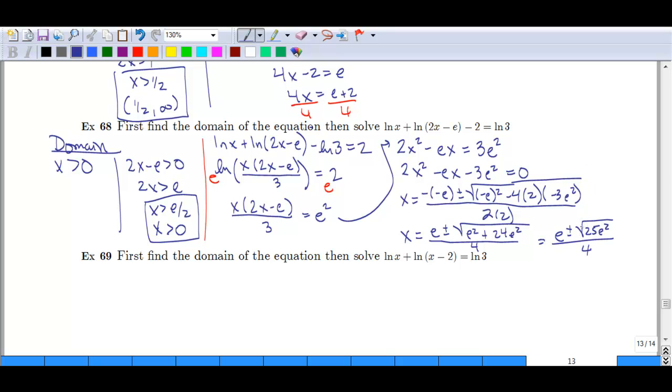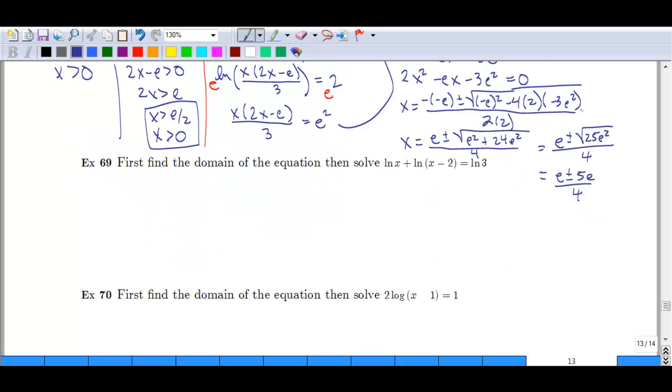And since 25 is a perfect square and e squared is a perfect square, we can end up with e plus or minus 5e over 4. So if we add e plus 5e, we end up with 6e over 4, which reduces to 3e over 2, or 3 halves e, which is within our domain x is greater than e over 2. And if we subtract, we end up with negative 4e over 4, which is negative, so that is not within our domain. So our only answer here ends up being our 3e over 2.